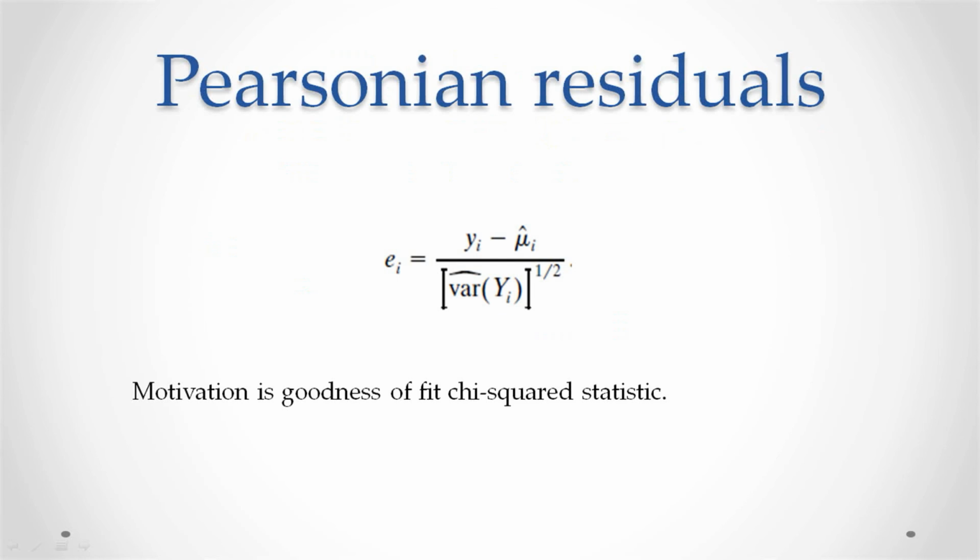The idea of a residual does not in fact carry over this easily to a GLM. And there are several alternative definitions. So the first is the Pearsonian residual. The numerator is, as expected, y_i minus mu_i hat, where mu_i hat is the corresponding fitted value of the mean from my fitted model.